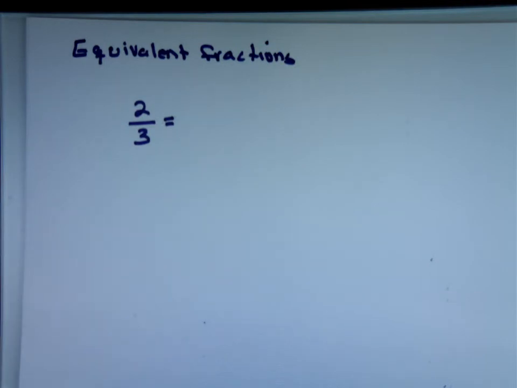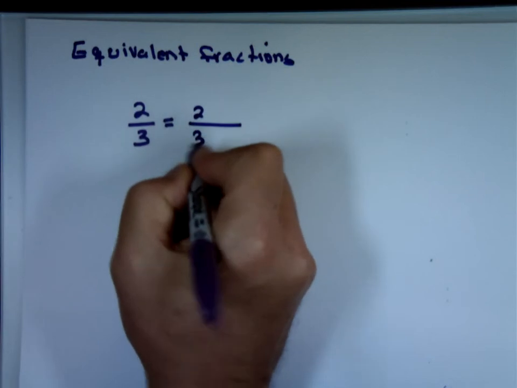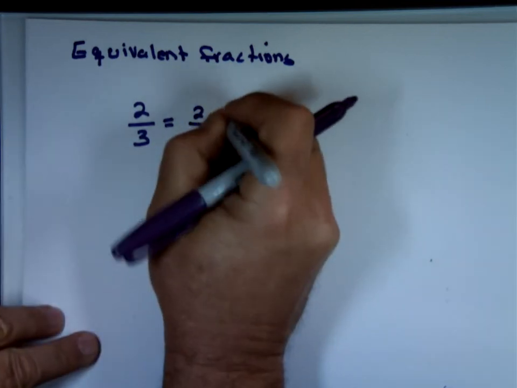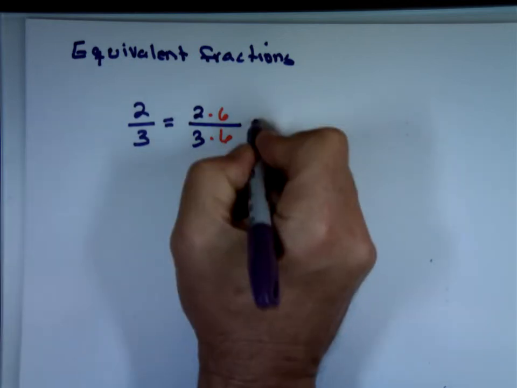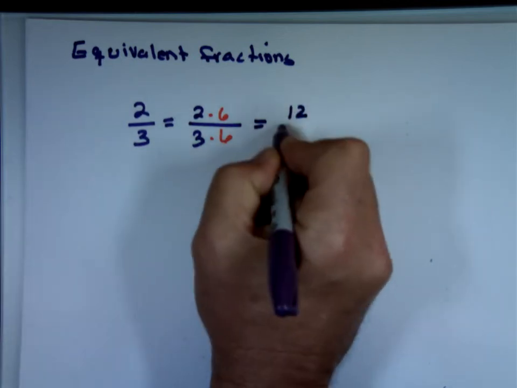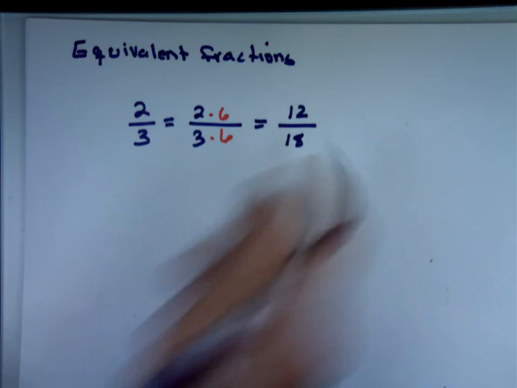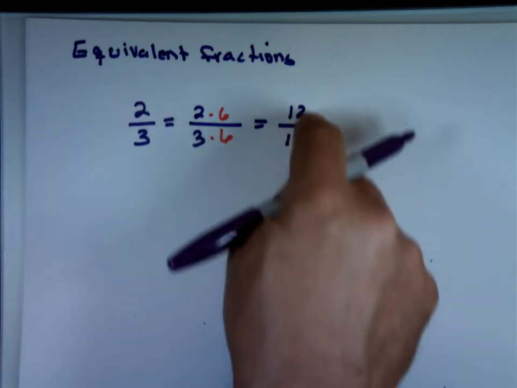Somebody pick a number. 6, okay. Somebody picked a 6. If you multiply the top by 6 and the bottom by 6, it does not change your answer. So somebody decide to multiply them by 6. What's 2 times 6? 12. What's 3 times 6? 18. 2 over 3 is the same as 12 over 18.